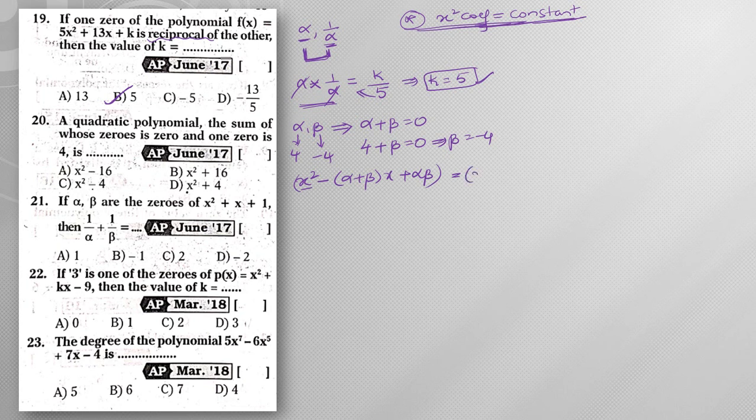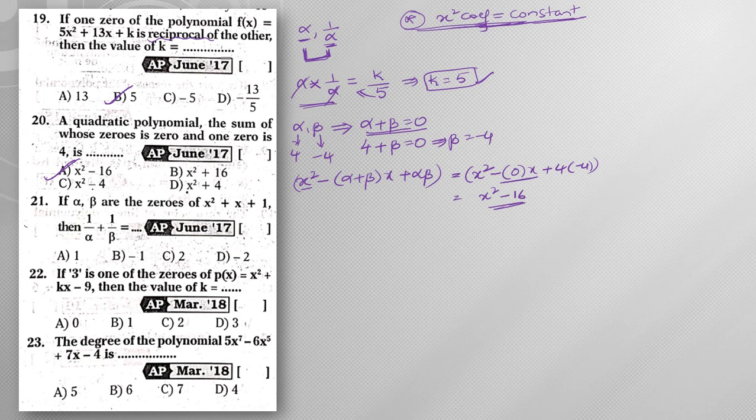Okay, now in this particular formula, we can substitute the values of alpha and beta. When you substitute alpha and beta, what you are going to get, x square minus of, already we know that sum of zeros is 0, so 0 into x plus alpha into beta, so 4 into minus 4. What I am going to get, x square, since this term is 0, 4 into minus 4 is minus 16. Hence the given polynomial is x square minus 16. Next, coming to question number 21.